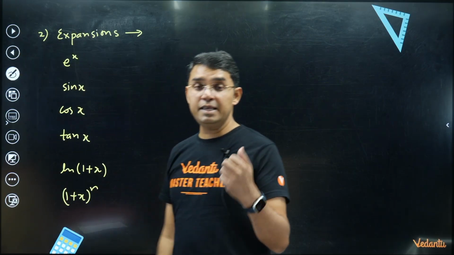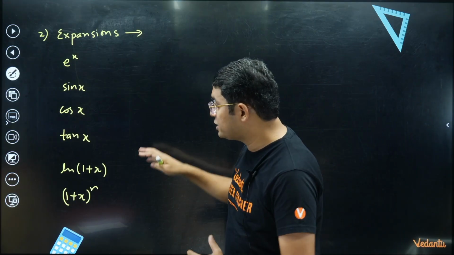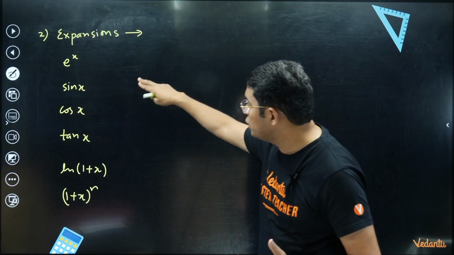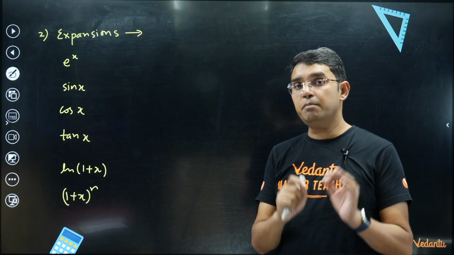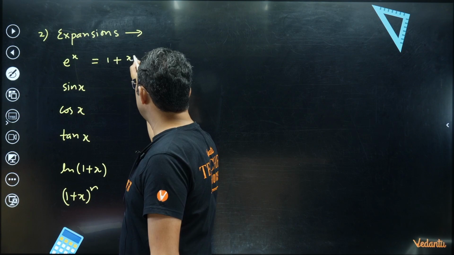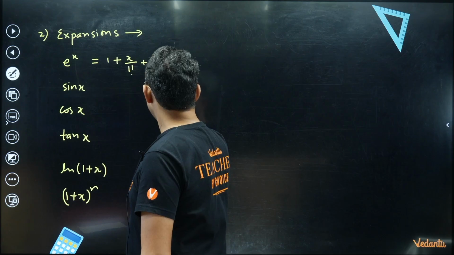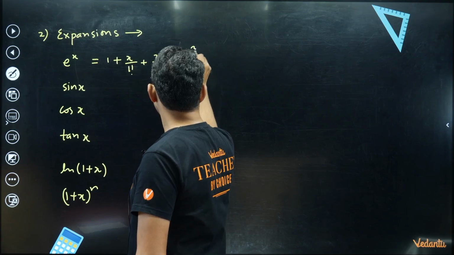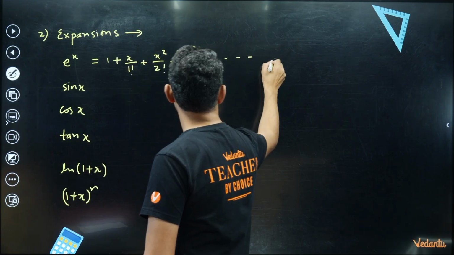Now the second thing is the expansions. Everybody must know what the expansions are. I have listed 6 expansions, and these are a must. You must know them. I think e^x is not very difficult to remember. It becomes like this, and so on. It will go till infinity.